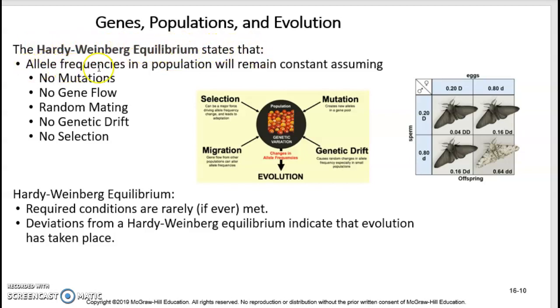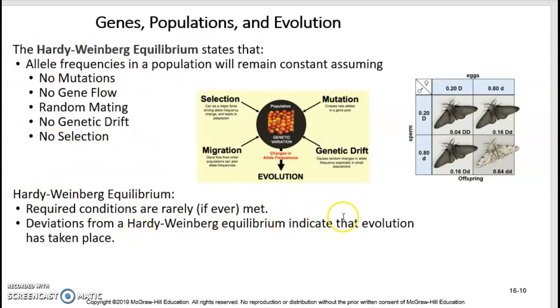And it states that allele frequencies in a population will remain constant, assuming no mutations, no gene flow, random mating, no genetic drift, no selection, and you know this is not ever the case. Hardy-Weinberg equilibrium required conditions are rarely, if ever, met. This is just not what happens in the world.